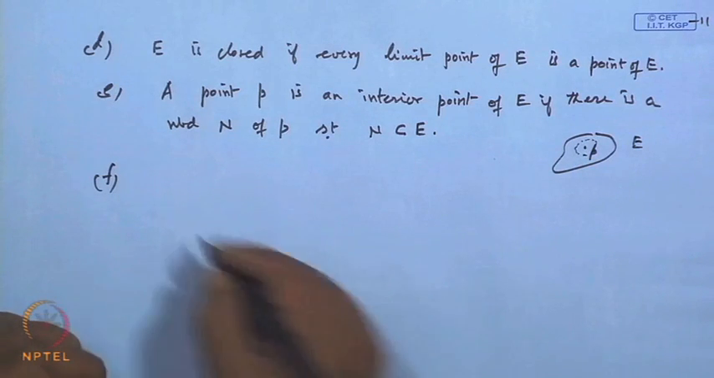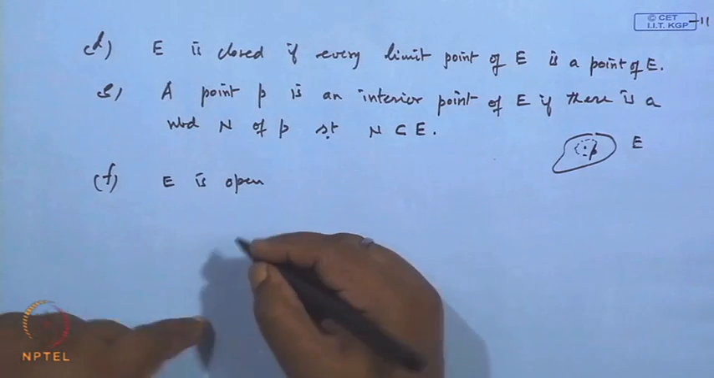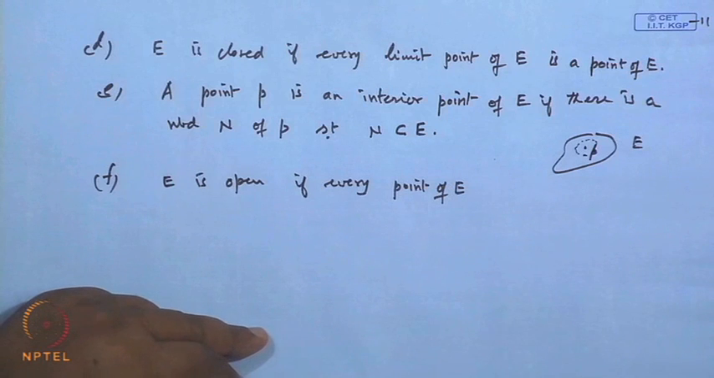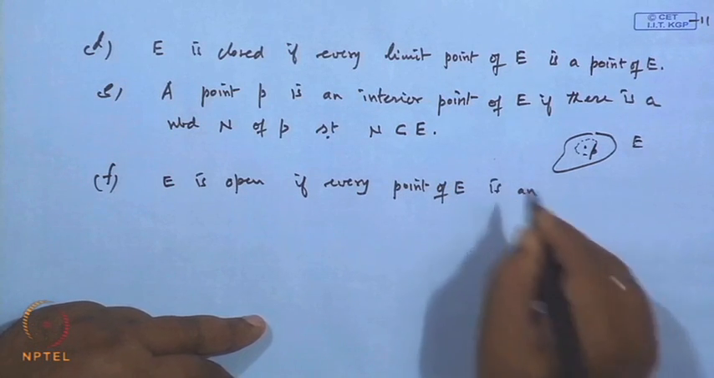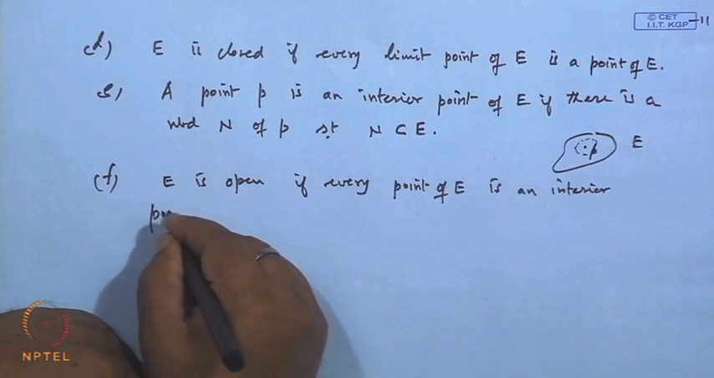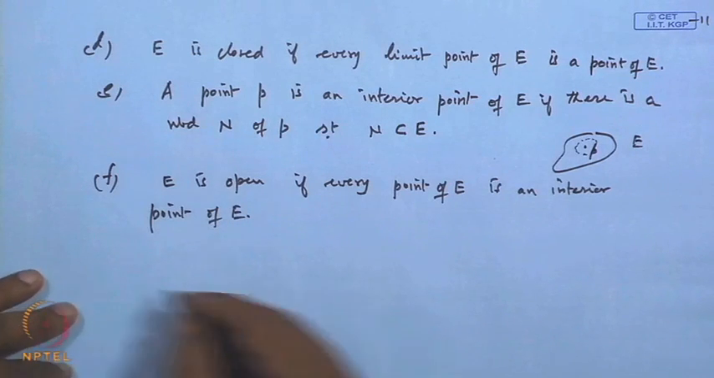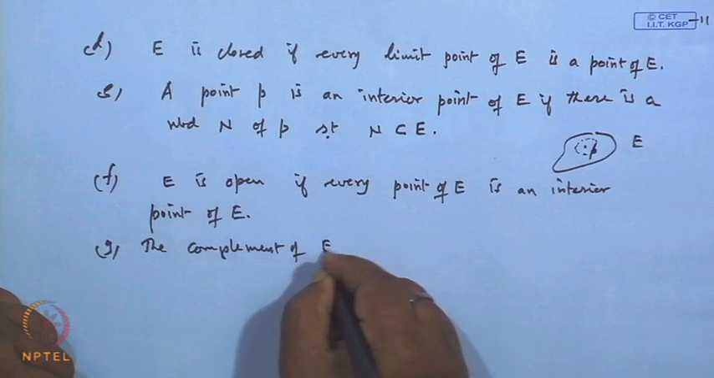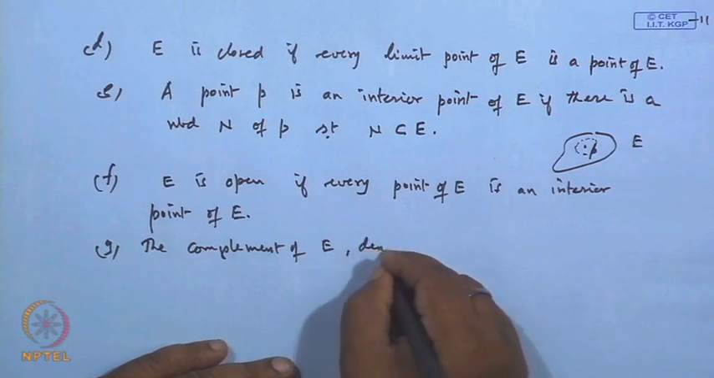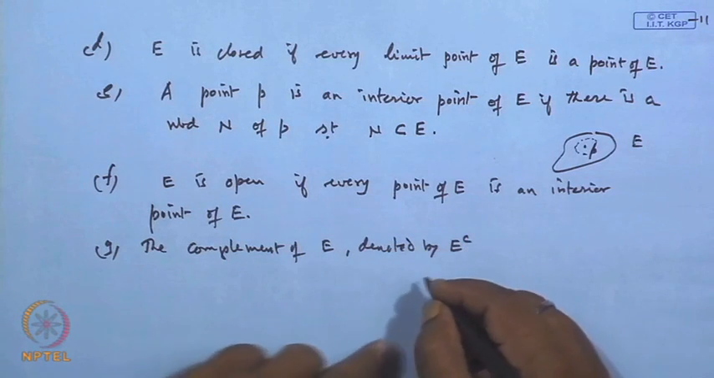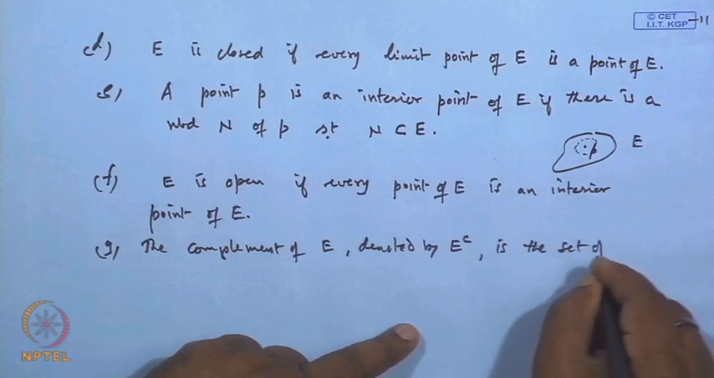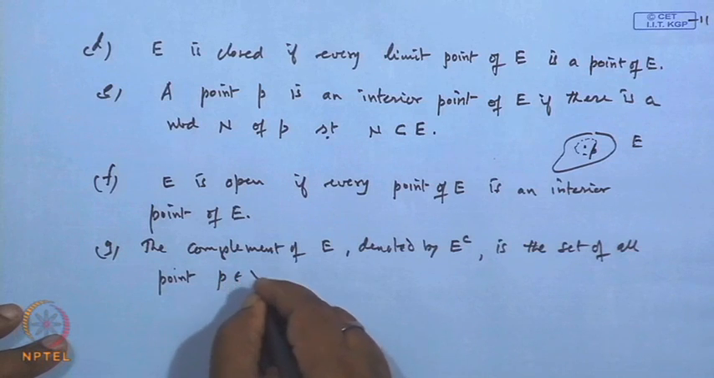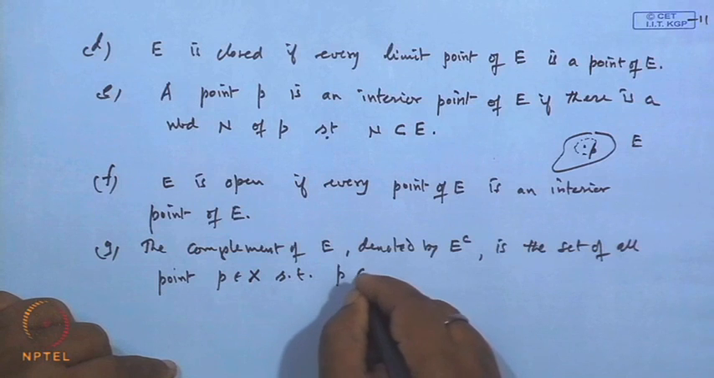Then E is said to be open. A set E in a metric space is said to be open if every point of E is an interior point of E. Then the complement of E, denoted by E C, is the set of all points P belongs to X such that P is not in E.